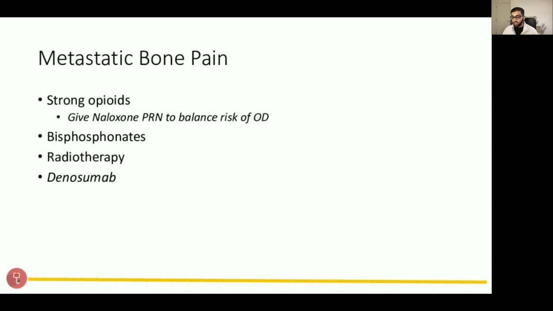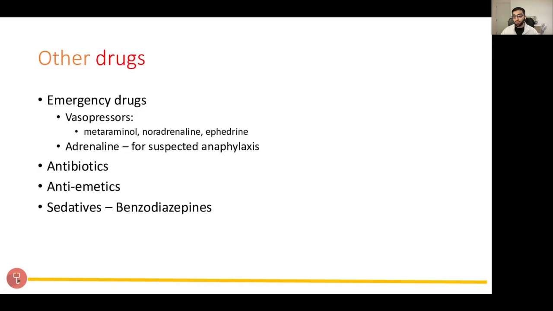Metastatic bone pain is another key consideration when you're thinking about anaesthesia at the finals level. And the main thing you need to know is that there are three lines of treatment. First, strong opioids. Don't be afraid to give cancer patients very, very strong opioids, especially for metastatic bone pain. Whenever you give opioids, remember to prescribe naloxone PRN to balance the risk of overdose, and also remember to give a laxative on the regular prescription. Bisphosphonates are your second line if that doesn't work, and radiotherapy can also be considered. Another drug that you can consider using is denosumab, which reduces bone activity and can reduce the bone pain from metastatic bone mets.